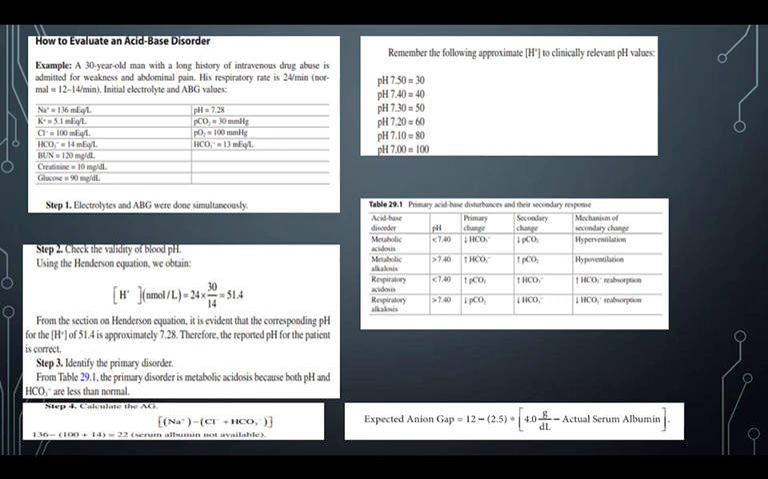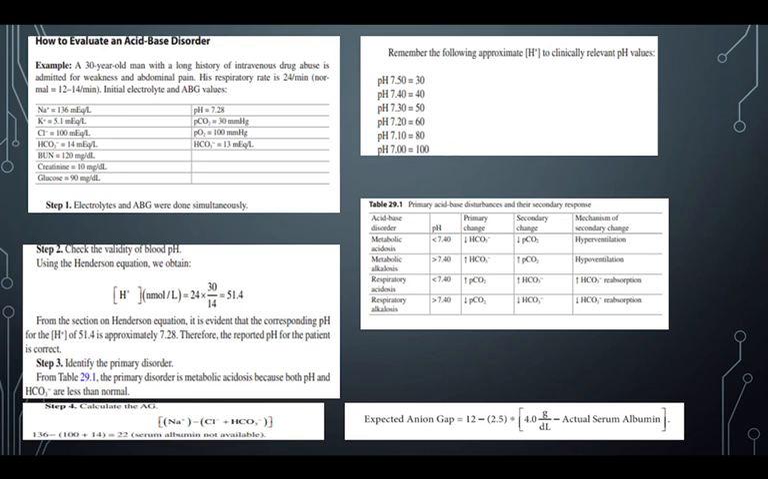So, for example, we'll deal with one case. There is a 30-year-old man with a long history of intravenous drug abuse. He is admitted for weakness and abdominal pain. His respiratory rate is 24. These are the blood values. Sodium is 136, potassium is 5.1, chloride 100, bicarbonate 14. Blood urea nitrogen is 120, creatinine is 10, glucose is 90.